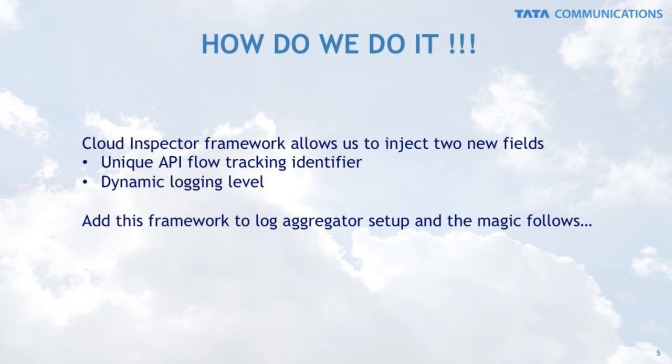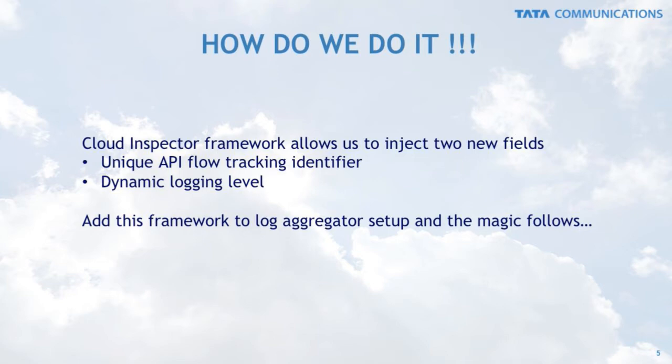So let's look at how we do it at Tata. We use our Cloud Inspector framework, which allows us to inject two new fields that we have designed. The first one is a unique API flow tracking identifier. This helps us go to the log aggregator setup and look at the Kibana UI, wherein if we give this tracking ID, it helps me find only the logs that have participated in the creation of a VM, not anything else. And then the next one is the dynamic logging level, which helps me enable debug level log dumping in the logs whenever this VM is being created, not otherwise.